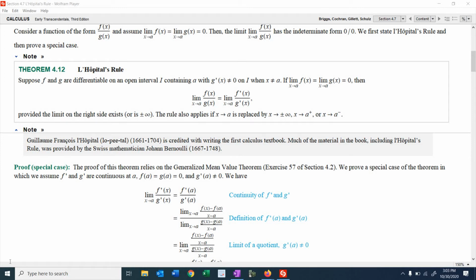Hello again. In this video, we're going to continue to look at limits that can be evaluated using L'Hopital's rule. Now, you may remember in the last video, we introduced this idea of L'Hopital's rule, and there were two cases where we could use it. L'Hopital's rule can be used in cases where the limit has an indeterminate form of either 0 divided by 0 or plus or minus infinity divided by infinity.